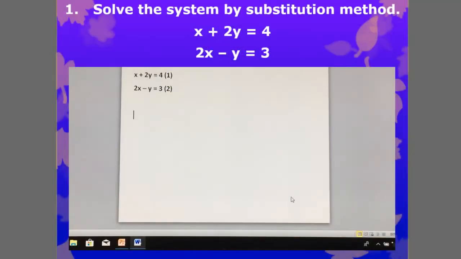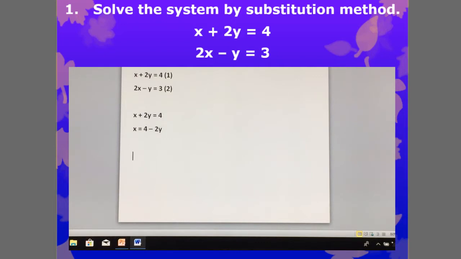Let's now solve the system x plus 2y equals 4 and 2x minus y is equal to 3. Begin by isolating one of the variables in either of the equations. Which of the equations will you solve first? And for what variable to avoid fractions? Let us solve for x in terms of y in equation 1. x plus 2y equals 4. We have x equals 4 minus 2y.